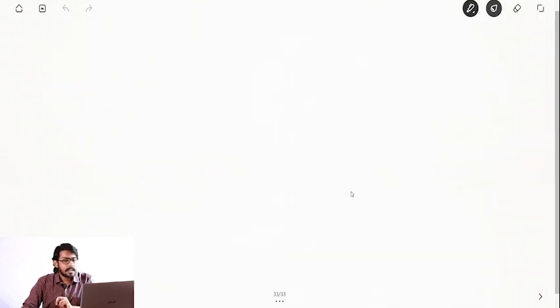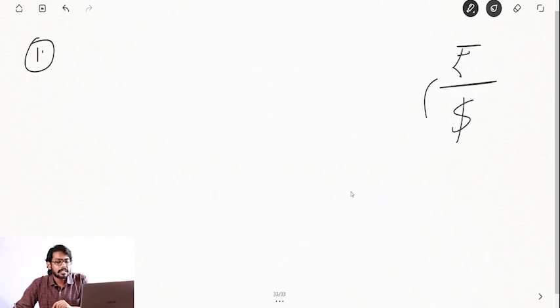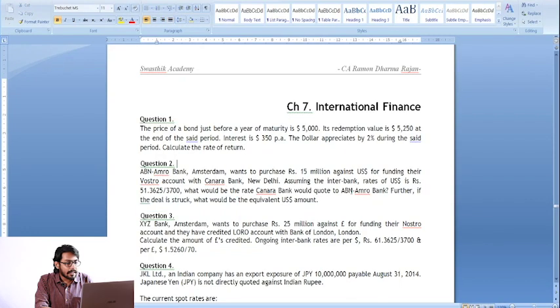Question number 1. Now, we know the shortcut. Rupee by dollar, up the bid, down the ask. We know the shortcut. Tell me, if you are using the bank story, here you have an avenue for confusion. Pay attention. ABN AMRO Bank wants to purchase rupees against US dollar with Canara Bank. ABN AMRO Bank wants to purchase 15 million rupees against dollar. So here ABN AMRO Bank wants to purchase rupees, he is selling dollars, or Canara Bank is buying dollars.